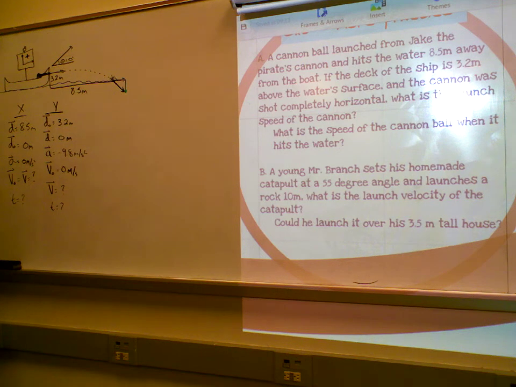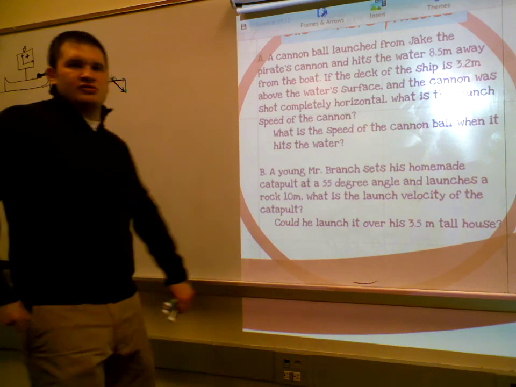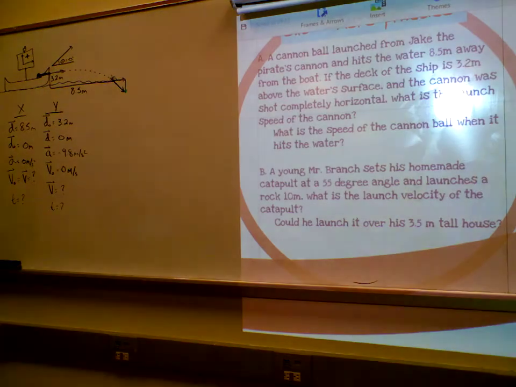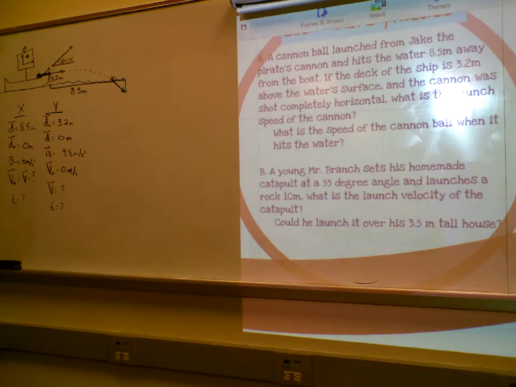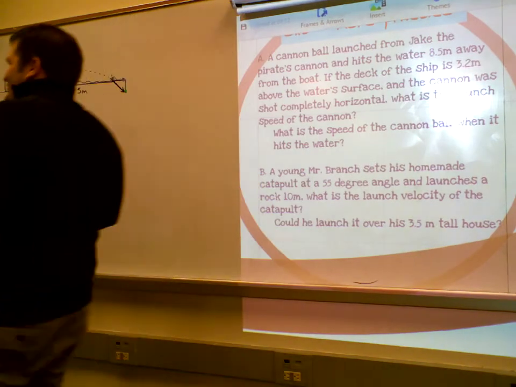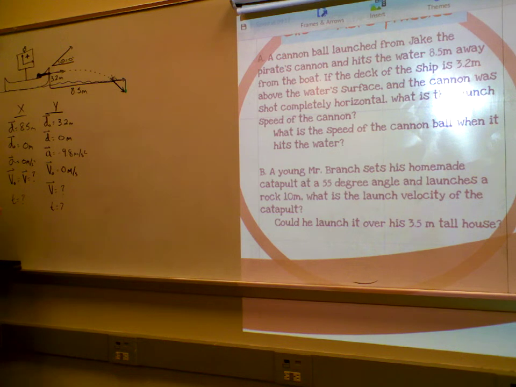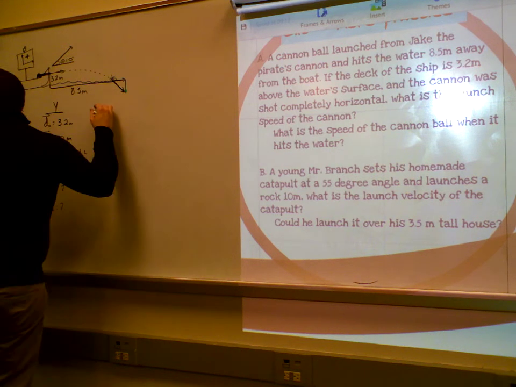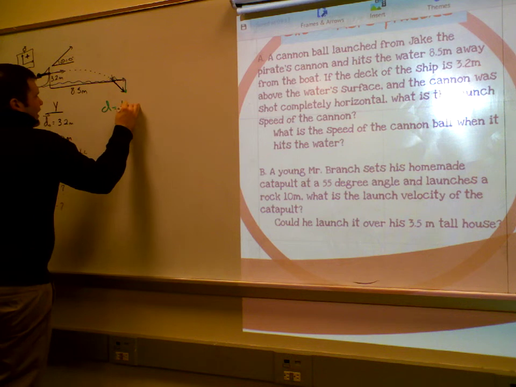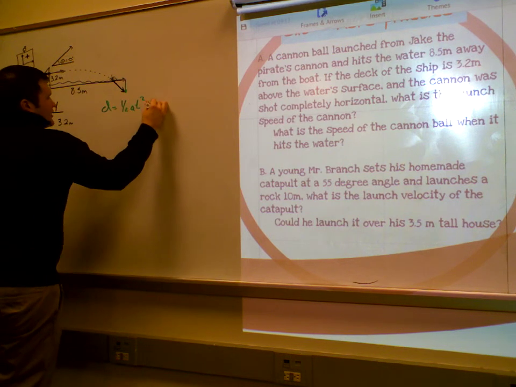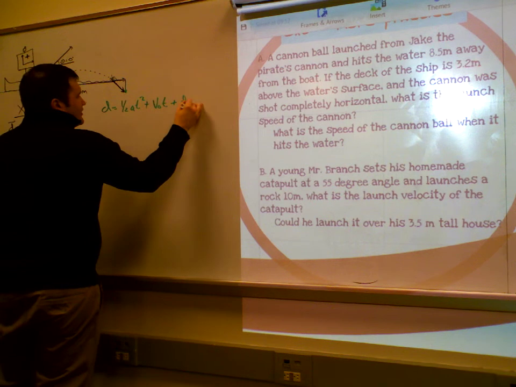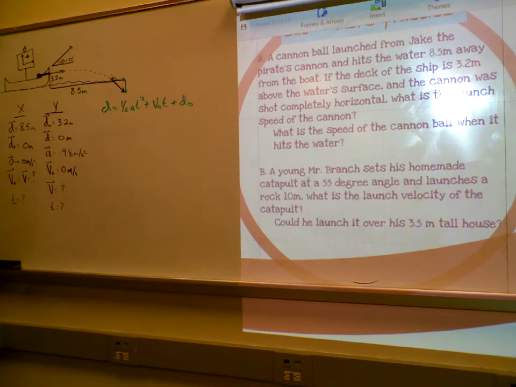So now looking at our list of equations, which equation will let me find the time in the y direction? 1, 2, 3, 4, 5, or 6. Which one? 3. Good. You were right, Rex, and then you quickly backed off. So equation 3: d equals 1/2 a t squared plus v naught t plus d naught. This equation, using the y direction, will help me find my time.